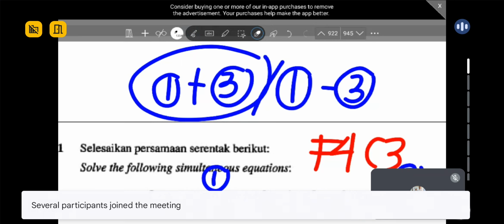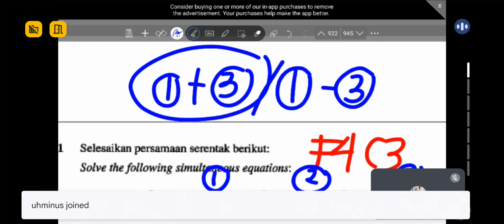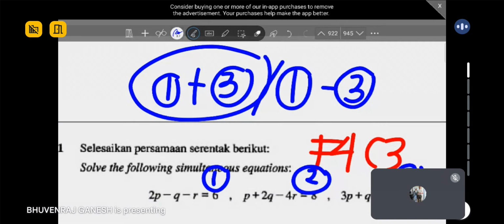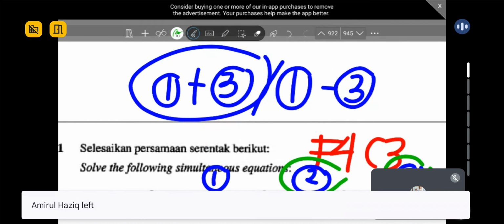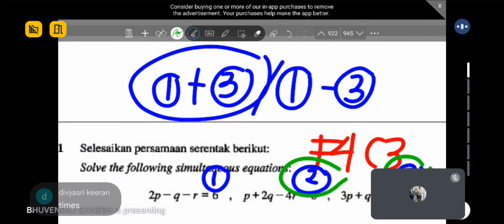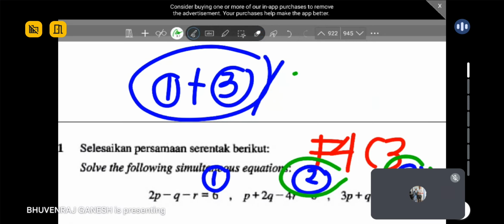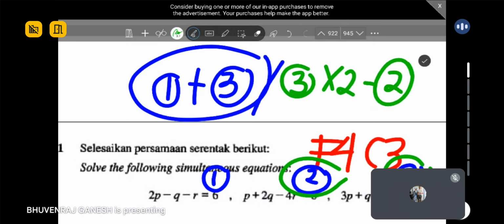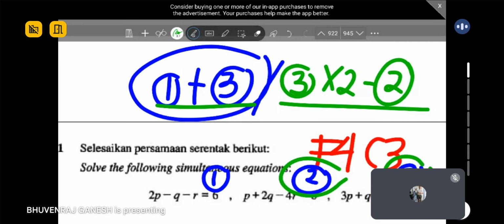Alright. So what other equations do you want to eliminate? Maybe you can choose number 2, yang kedua, and also number 3. These two, guys. Number 2 and also number 3. So what you must do here, guys, untuk hapuskan Q? Apa kamu kena buat? Yes. Equation 3, you need to times by 2. So equation 3 times 2 and then minus equation 2. Boleh faham, guys? Boleh dapat? So these are the 2 steps you can use to eliminate Q, untuk hapuskan pemboleh ubah Q.